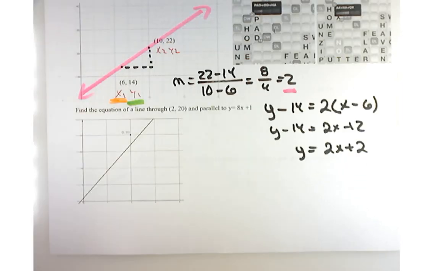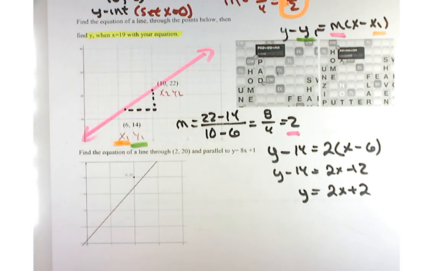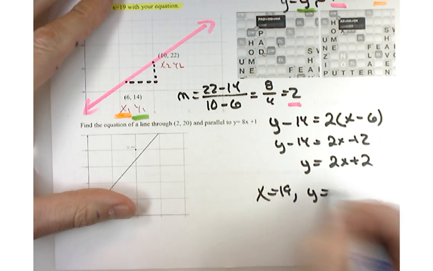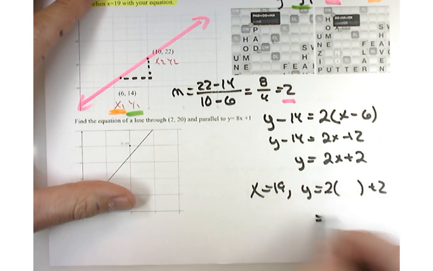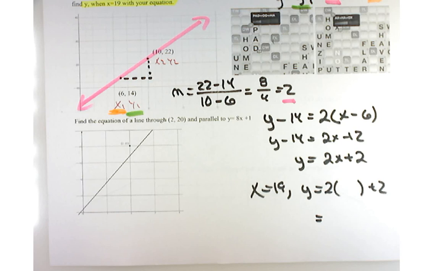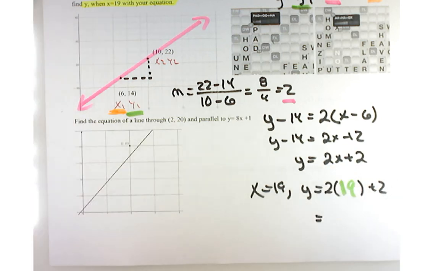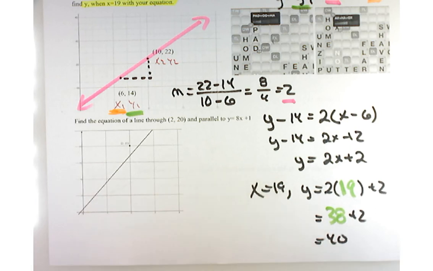All right, so there was one last part of this, and that is find y when x is 19. If x is 19, what does y equal? Well, let's find out. I'll plug in a 19 for my x. 2 times that is 38, plus 2 gives me 40. Nice.